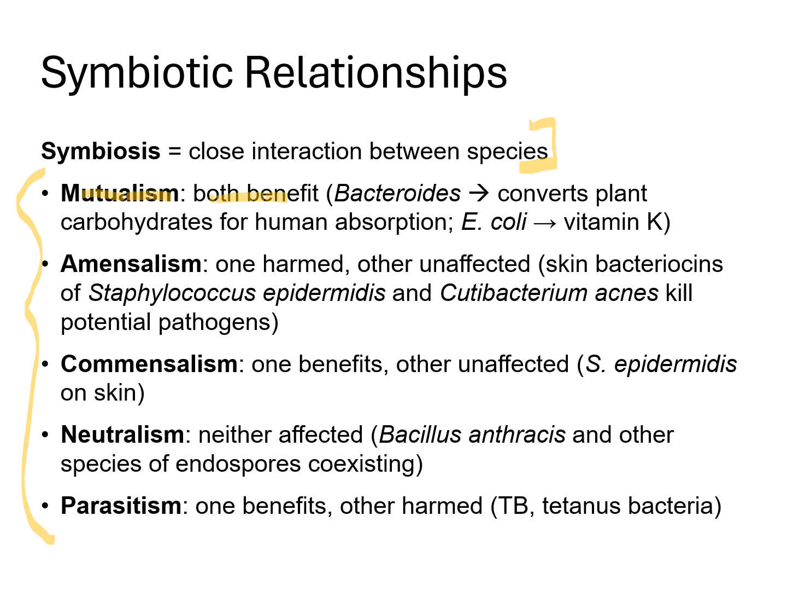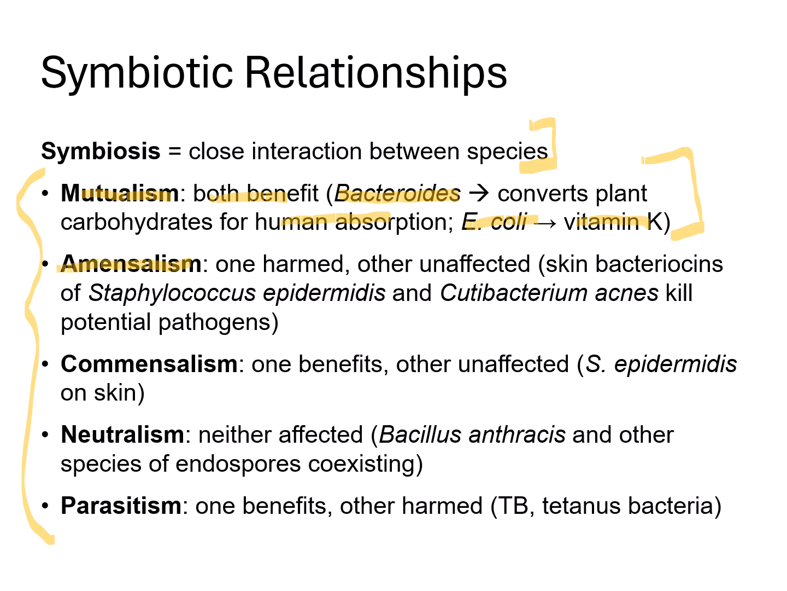An example could be Bacteroides that live in our gut. These can convert plant carbohydrates that we cannot digest into a version that we can absorb. E. coli also lives in our GI tract and produces vitamin K, important for blood clotting. So we benefit from these microbes, but they also benefit from us because they get a safe, warm, moist, nutrient-filled environment when they live in our GI tract.